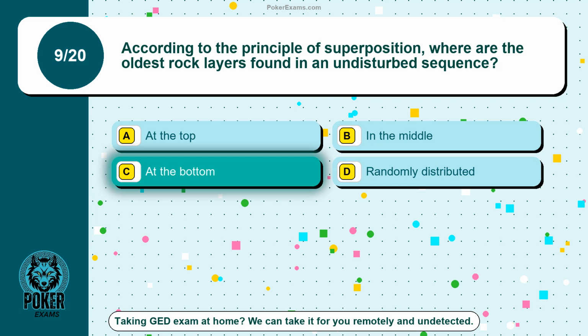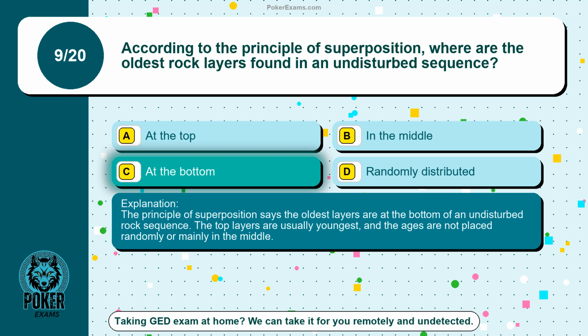The correct answer is option C. At the bottom. The principle of superposition says the oldest layers are at the bottom of an undisturbed rock sequence. The top layers are usually youngest, and the ages are not placed randomly or mainly in the middle.